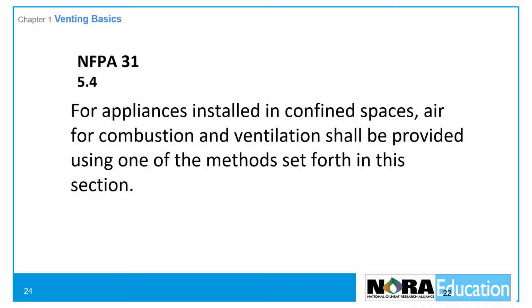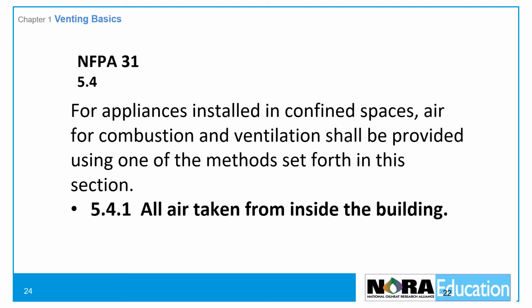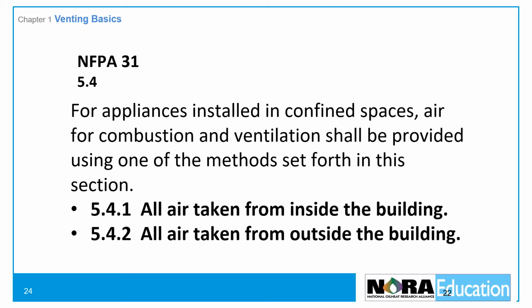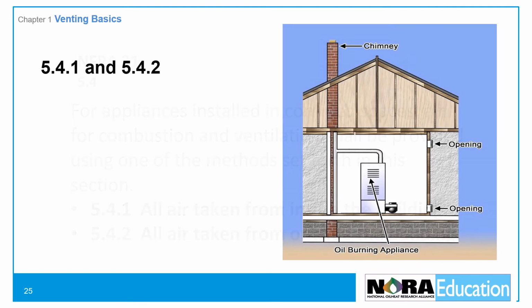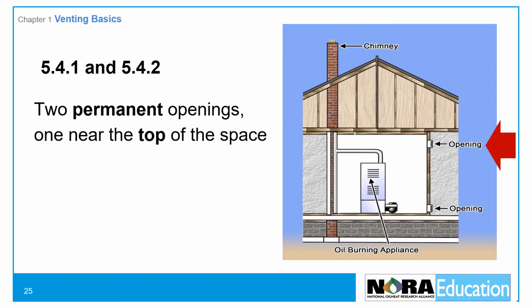NFPA 31 goes on to say that for appliances installed in confined spaces, air for combustion and ventilation shall be provided using one of the methods set forth in Section 5.4. 5.4.1 covers air taken from inside the building. 5.4.2 covers air taken from outside the building. One of the options for adding air from inside or outside is to install 2 permanent openings, one near the top of the space and one near the bottom.